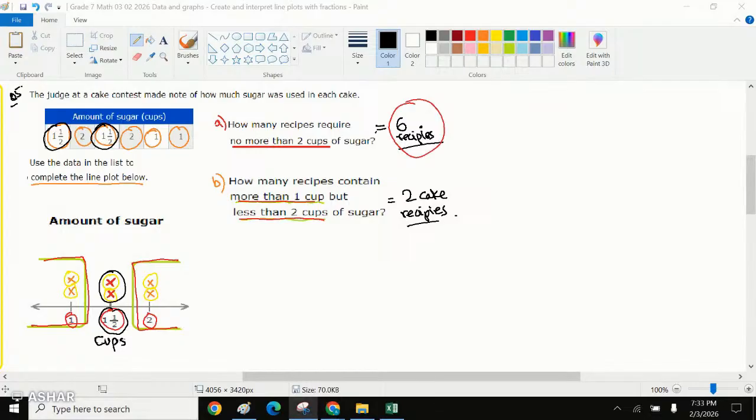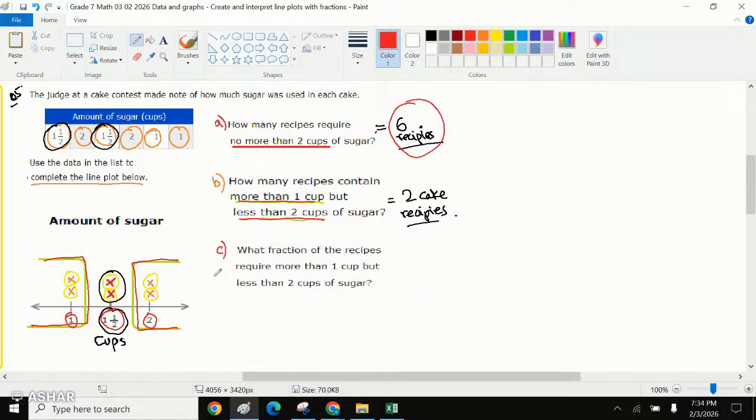So the next question says, what fraction of the recipes requires more than 1 cup but less than 2 cups? Now they're using a new term, fraction. In part B, they did not use the word fraction. They were just asking for the number. So in fraction, we need to consider the total also. We were trying to find more than 1 cup, less than 2 cups. It came out to be 2. Out of the total, there were 6 recipes, so 2 out of 6 can be written as 1 upon 3. That means 1/3 of the cakes.